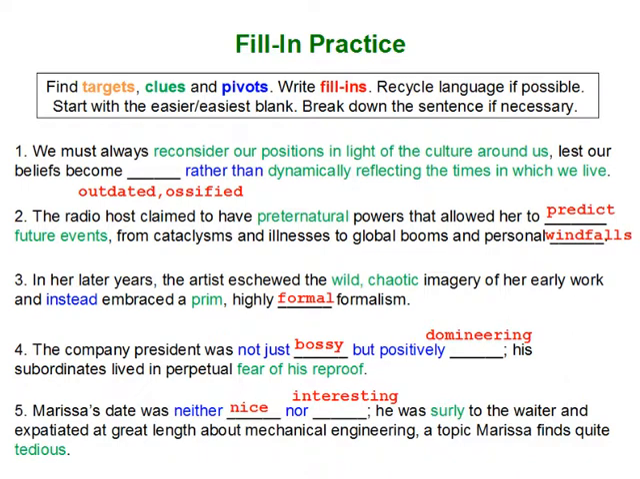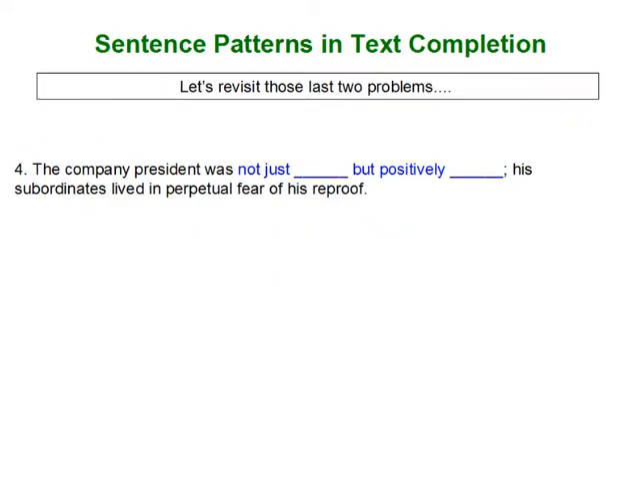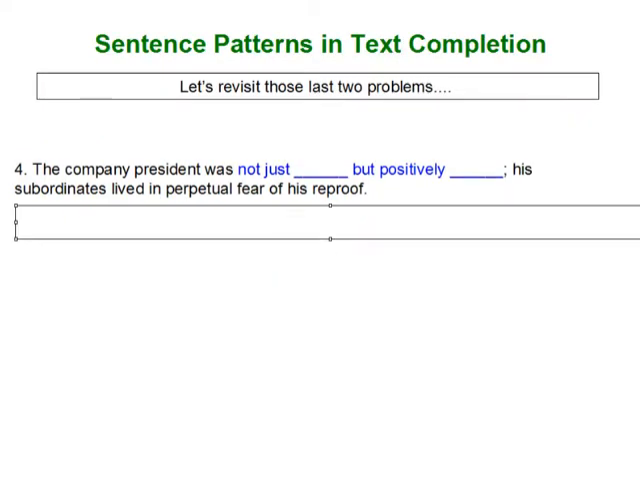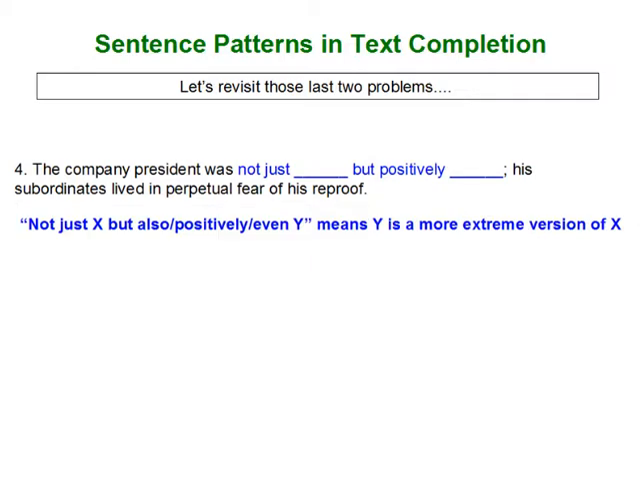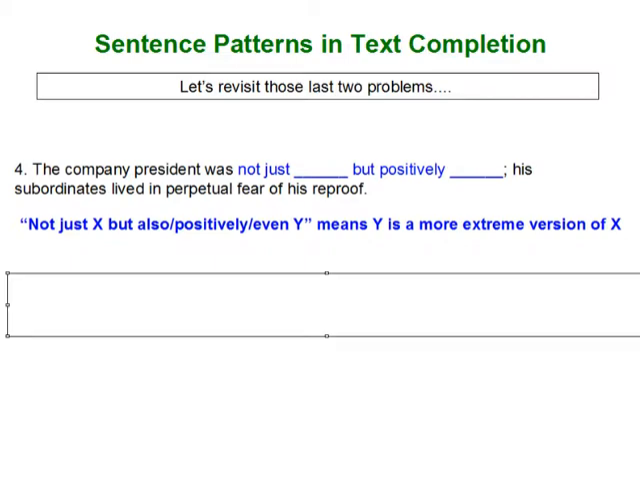So this is how we can leverage that sort of structure of the list, presenting 2 things in order and then giving us 2 ordered clues about those blanks as well. Again, positively, very confusing for some folks, it simply means we could also substitute the words also or even, not just X, but also Y. Again, even in that construction, the second word is going to be a more extreme version of the first.